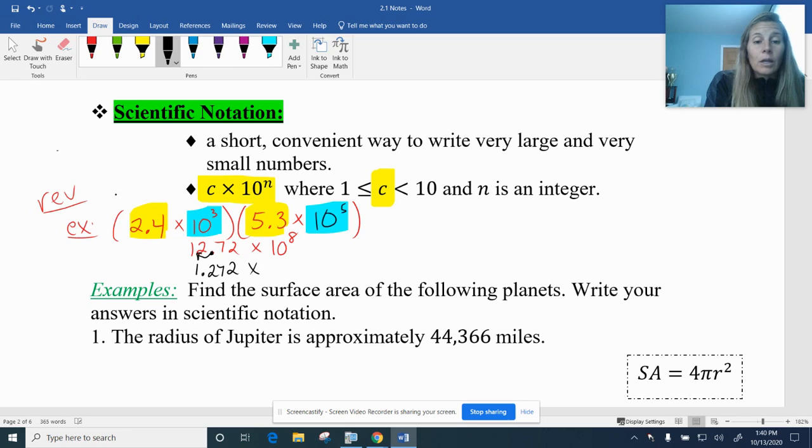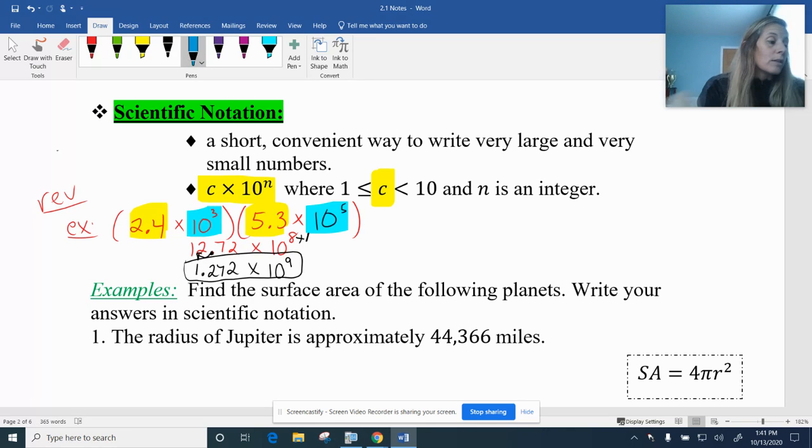1.272. Now, the way I kind of remember what to do with the second half is if I make this number smaller, which I did, I made a 12 into a 1.2, your exponent will have to make up for that by getting 1 bigger. So because I moved my decimal place once, I know I'm going to have to do a change of 1 on that exponent, but because I made my number smaller, my exponent's then going to get larger. So it's going to be 10 to the 9th. So that would be my answer for that multiplication there.